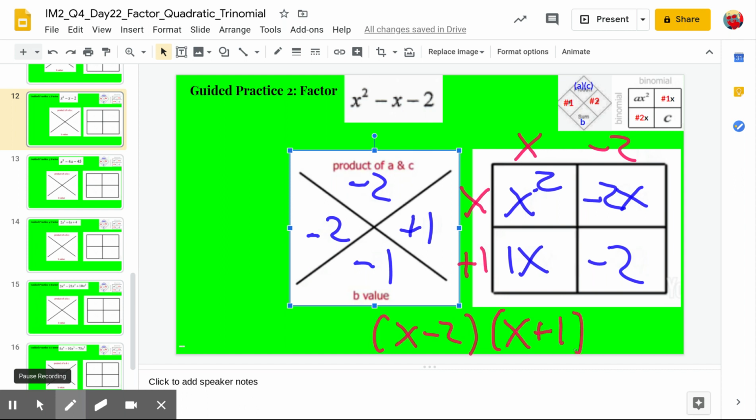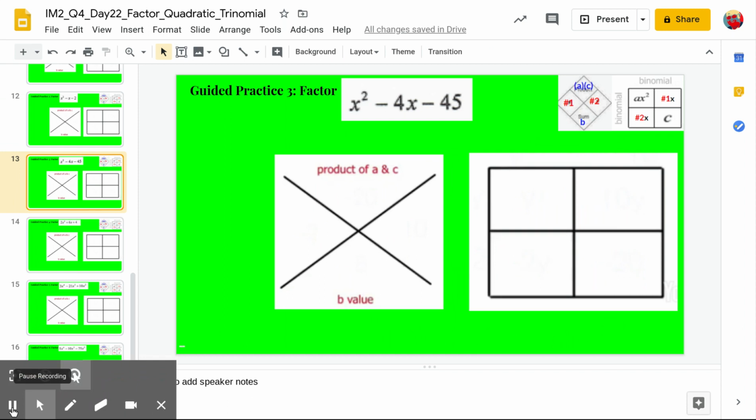The order of the factors does not matter, so you could have written x plus 1 times x minus 2. That is correct. What you can't have is x plus 2 and x minus 1. That would be wrong. That would give you the wrong B value, right? That would give you a positive 1x instead of negative 1x. Okay?